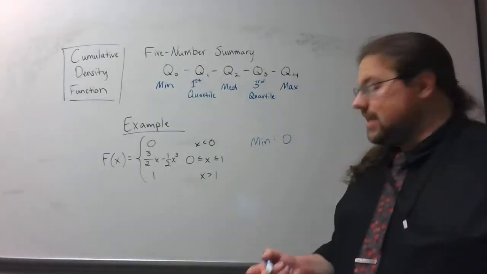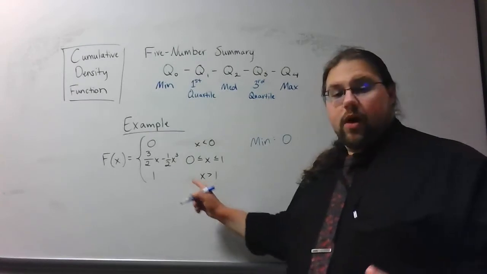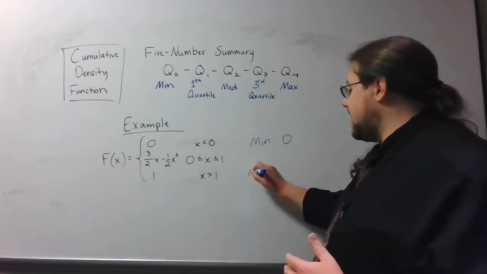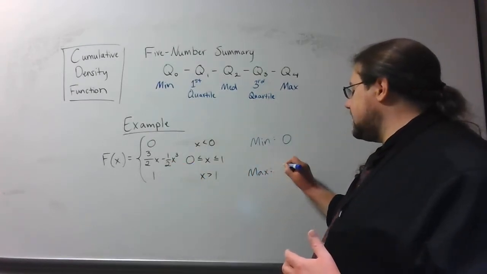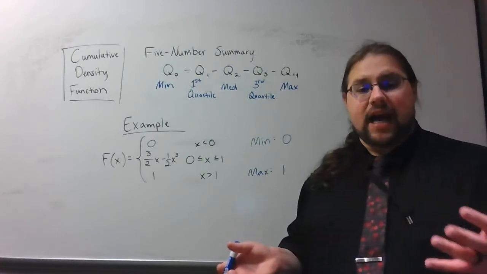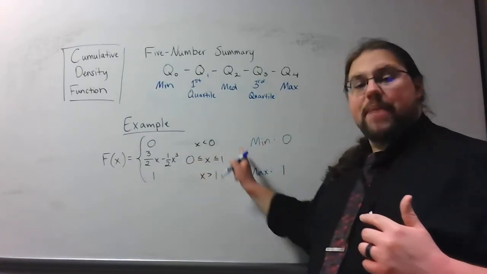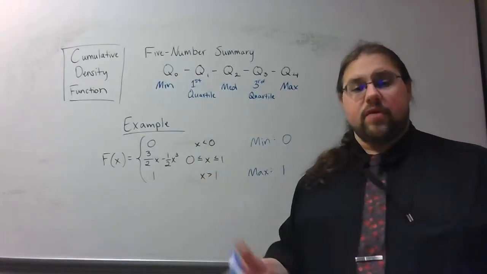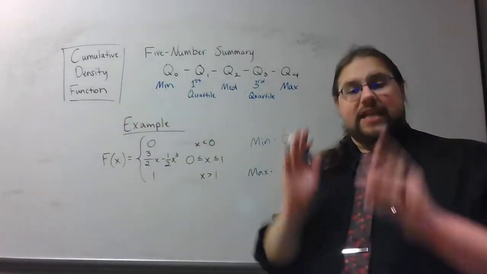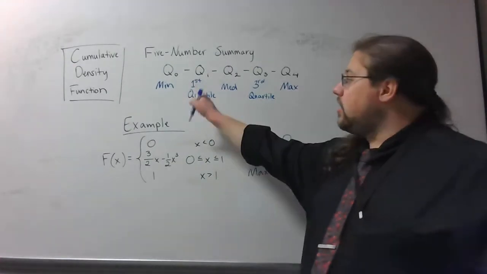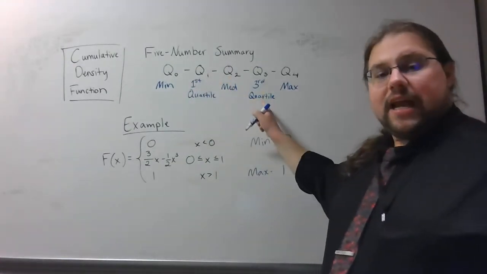My maximum is anything greater than 1 is 1. So that means I'm not going to sell any more than 1 ton of gravel in that specified time period. 1 is the maximum. Notice that also happens to be the bounds of this middle part. So that's very helpful. Now, the minimum and maximum are taken care of. What I need to worry about now are the first quartile, median, and the third quartile.